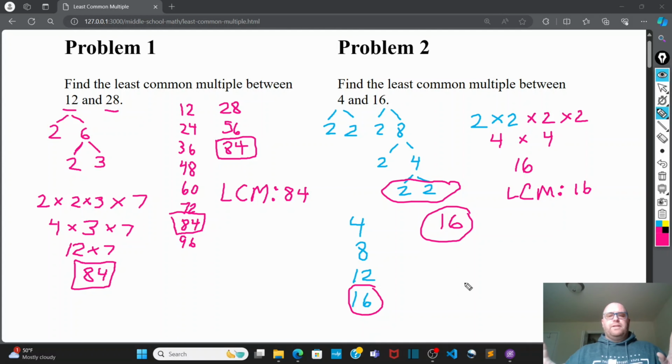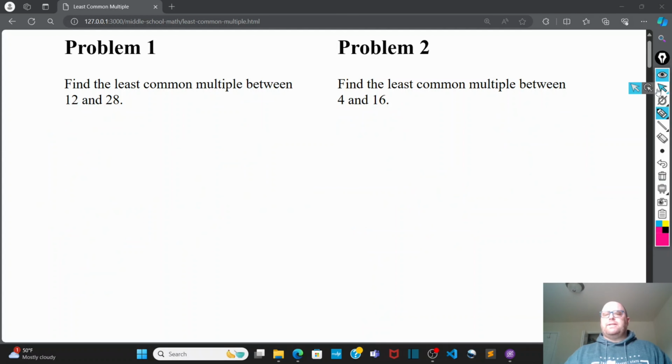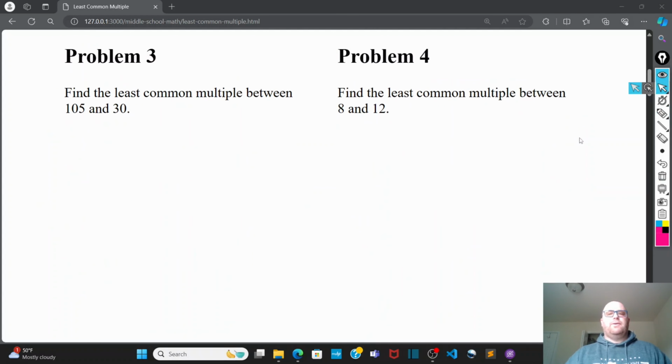Okay, hopefully this is starting to make sense. We're going to move on to problems 3 and 4. Take a snapshot of this if you want. I would advise you to try and stop the video, maybe do 3 and 4 before I go through them. Try both methods, see which one you prefer, and then watch the video and see if you get the same answer. Okay, so let's delete that, move this down.